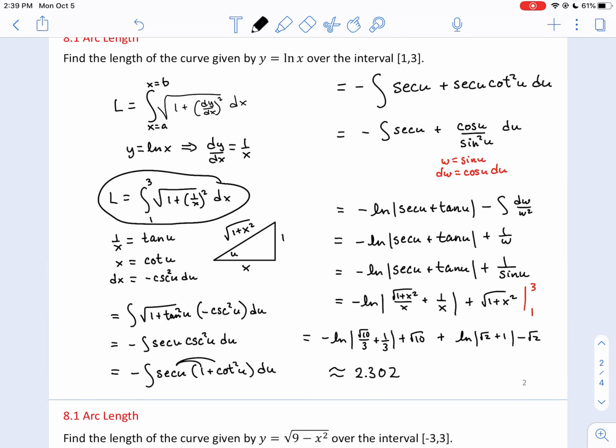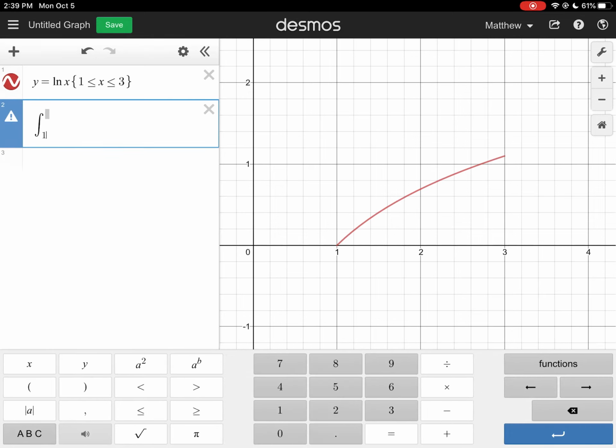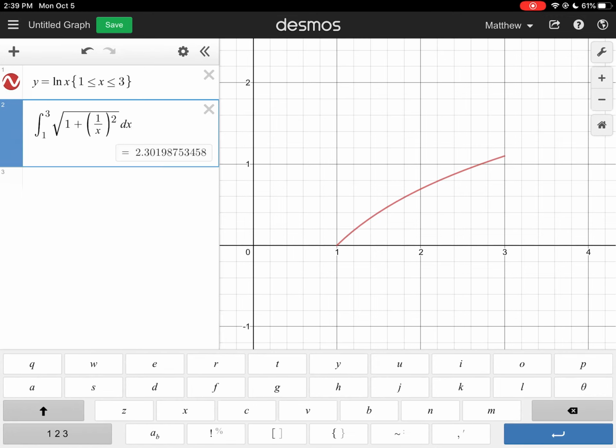I'm going to type in this integral right here and then see if it gives me this decimal. int, we're going to integrate from 1 to 3, square root of 1 plus, and then parentheses, we had the 1 over the x, then put a square on that, then get out of the radical, and then put the dx. And there's our 2.302 approximately.